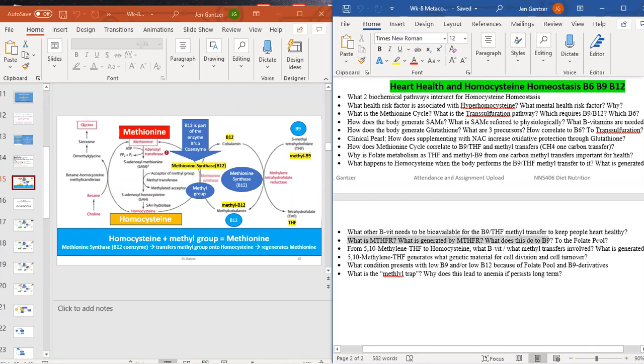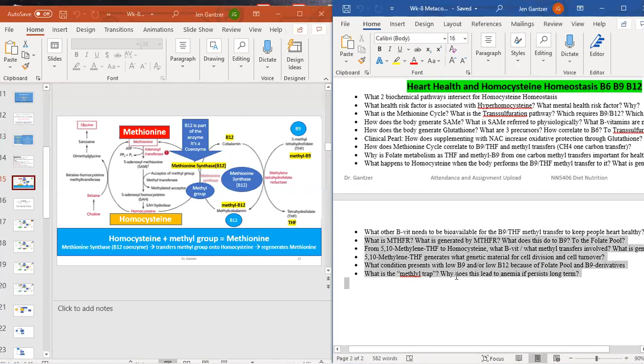What is MTHFR? I will save that, I think we can review that in the, let's see, 5,10-methylene. I think you guys are probably on overload. We can do all of these in the protein metabolism. So I want you to stop right there. We'll stop at the heart healthy.